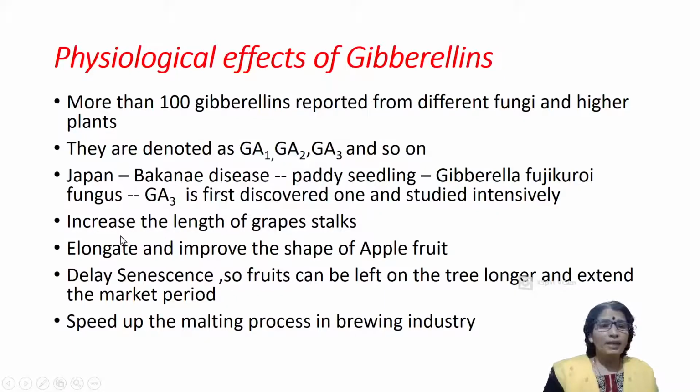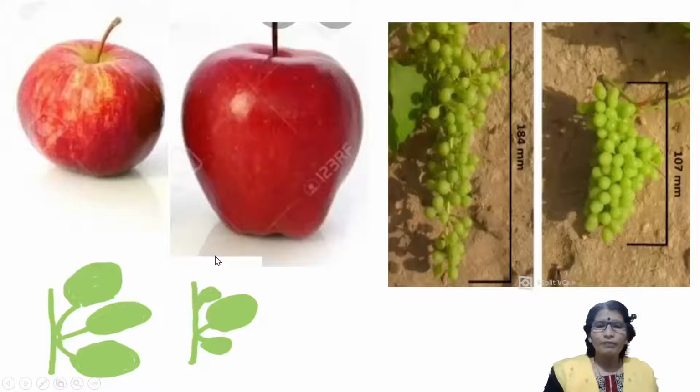And by spraying gibberellins, apple fruit size also increases. In which way? Here this apple fruit is very small in size. This is normally grown, that means not sprayed with gibberellins. But here this fruit is very large in size. The fruit is elongated, and according to the length, the diameter of the fruit also increases. Overall fruit size increased. By spraying gibberellins only, this fruit size increase happens. This type of fruit gets more price in the market.